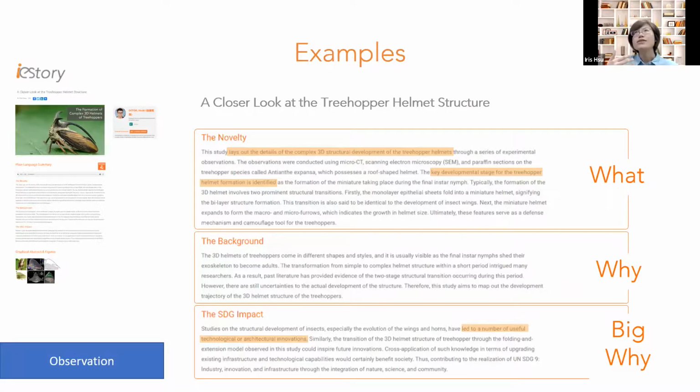So what is the whole idea? Why do we need to observe it? What does it connect to the audience? What can the audience benefit from this kind of observation? So in the Big Why, the author mentioned that it leads to a number of useful technical or architectural innovations. It might not be the immediate effect, but it brings you a bigger picture.